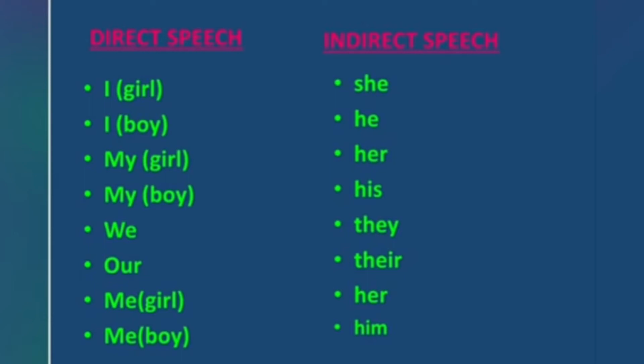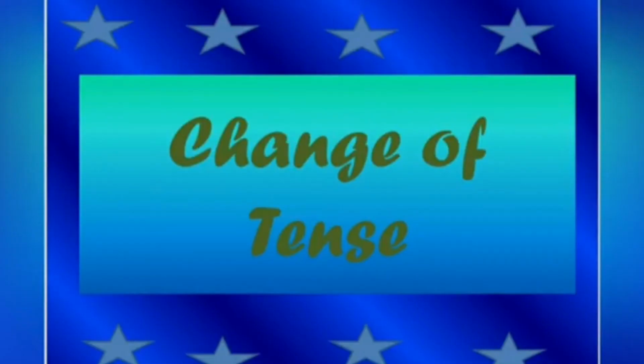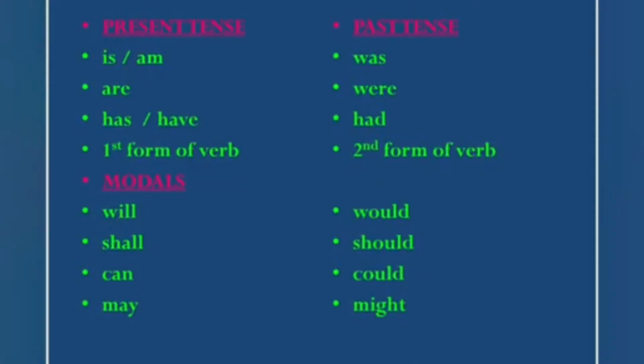Now, in indirect speech, tenses are also changed. Let us see how they change. Present tense changes into past tense. Now see the present tense verbs. Is or am change into was. Are changes into were. Has or have changes into had. First form of every verb changes into second form of verb.